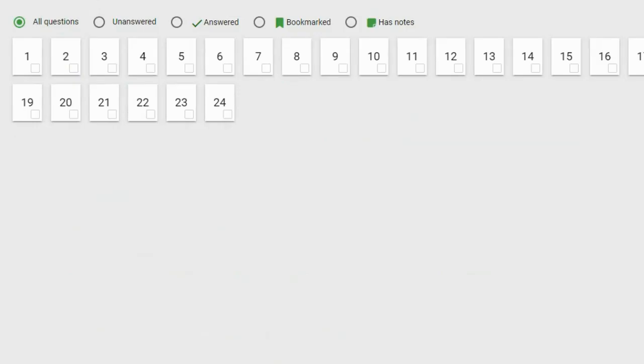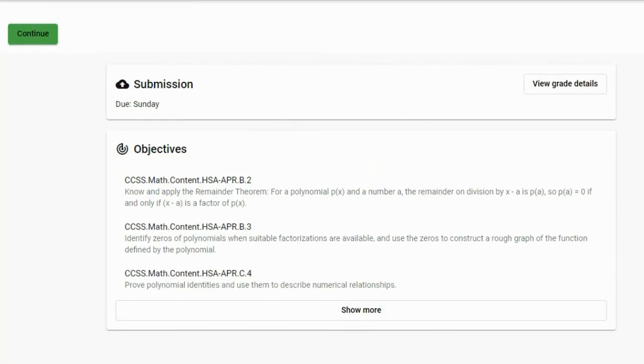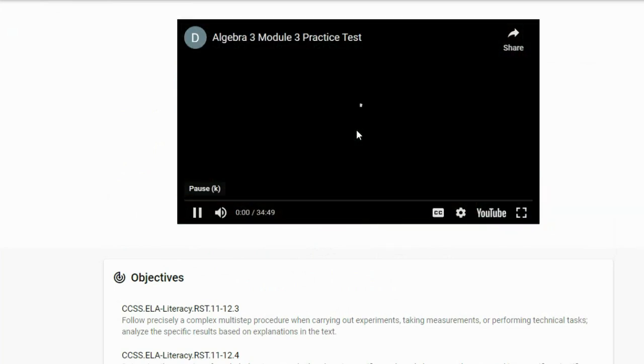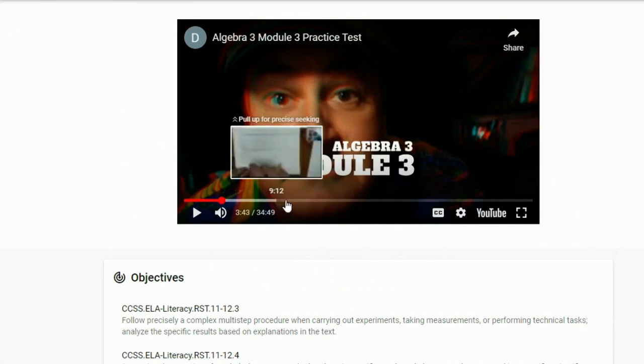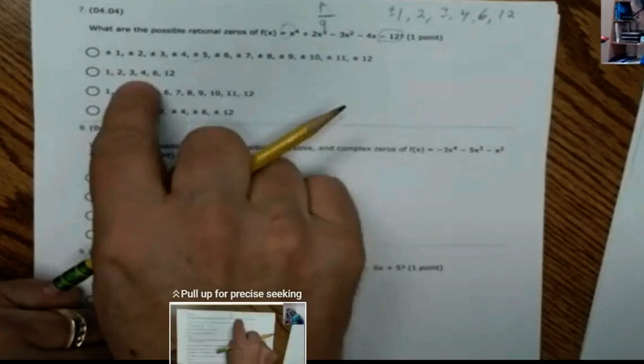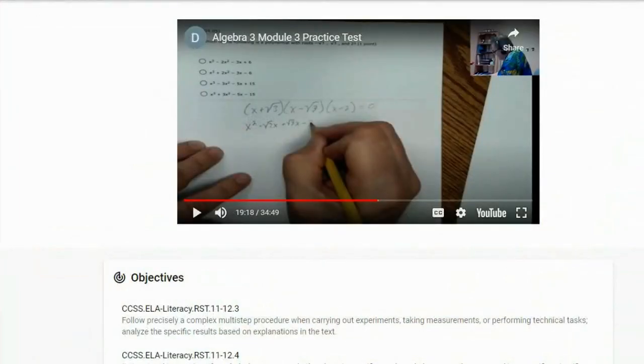And then after you take the practice test, if you struggle with any of it in particular, I took the same practice test. And here you can see I took all these problems. You can maximize it, of course. If there's any particular problem you had trouble with, what are the possible rational zeros of this number 7? You can see where I went through, and I'll explain exactly how I do every single problem all the way to the end. So there you go, the Module 3 practice test.